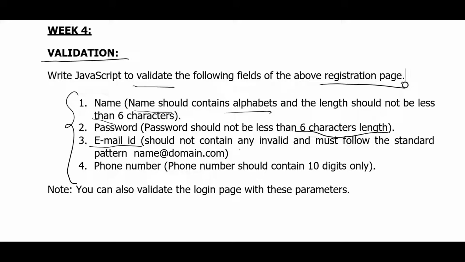And coming to the email ID, it should not contain anything invalid, and must follow the standard pattern. So there should be an at the rate and there should be a dot. Before the at the rate, it can have numerals as well as alphabets, and after the at the rate again it can have alphabets, and after the dot it can have alphabets again. So that's what we need to check.